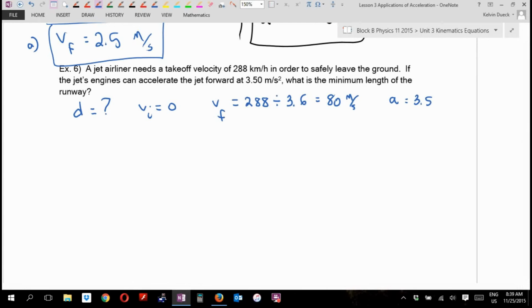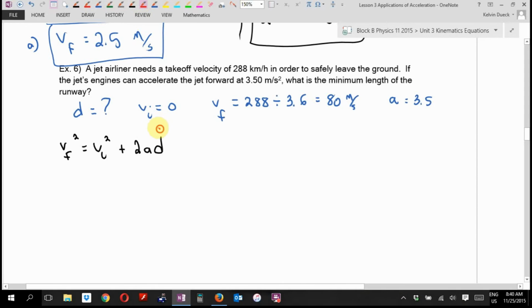Looking for an equation that has D, VI, VF, and A in it. This is where you probably want your purple sheet out. And it looks like this time I'm trying to get the D by itself right there. Again, want to really encourage you. See if you can rearrange these. Resist the temptation to start plugging in numbers right away. Trust me, I'm doing you a huge favor if I force you to master this.